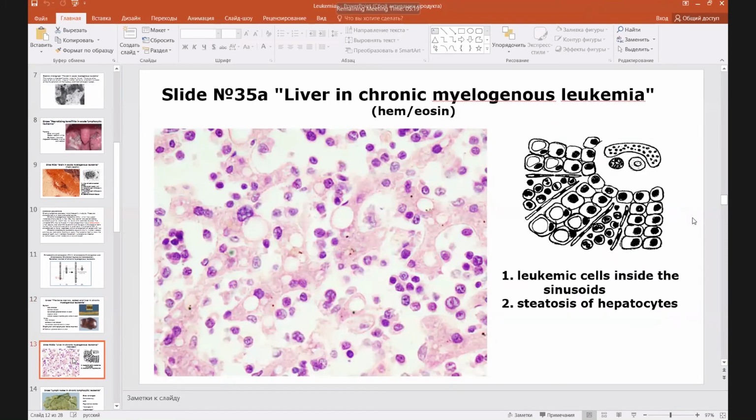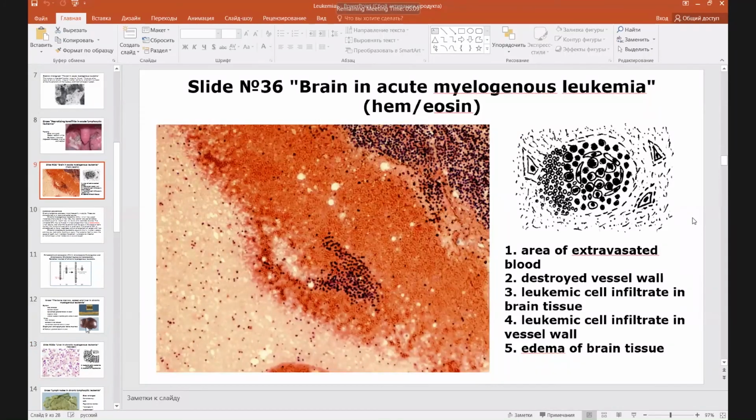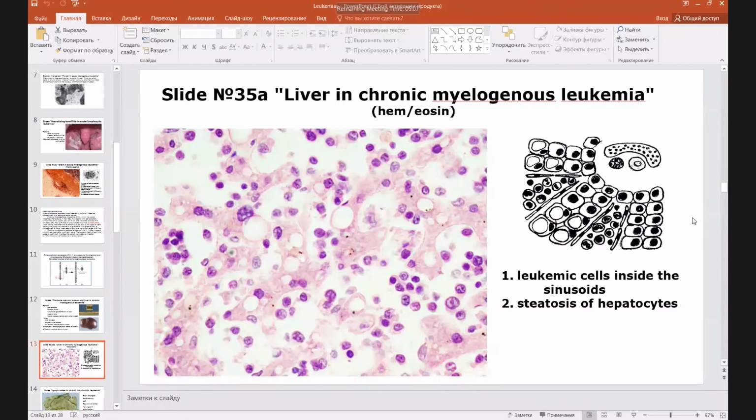I will demonstrate to you the photo of slide 35A. By the way, both of these slides, slide 36 and slide 35A and B, are included in the exam cards, and during the exam we will discuss these changes. So, liver in chronic myelogenous leukemia. Please pay attention to the location of the leukemic cells.